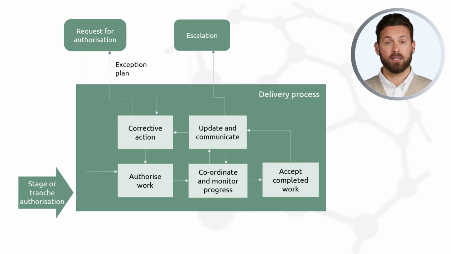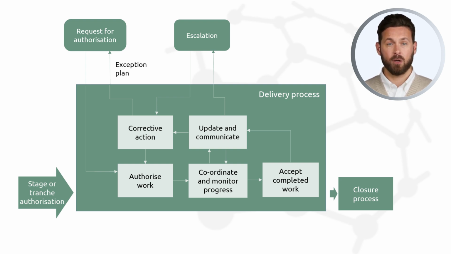If the exception plan is accepted, then the process continues. If it is not accepted and the business case is invalidated, it may be necessary to invoke the closure process for early termination of the project or program. When all the work in this stage or tranche is satisfactorily completed and there is another stage, the boundaries process is invoked. Otherwise, if this is the last stage or tranche, the project or program reaches its natural closure.